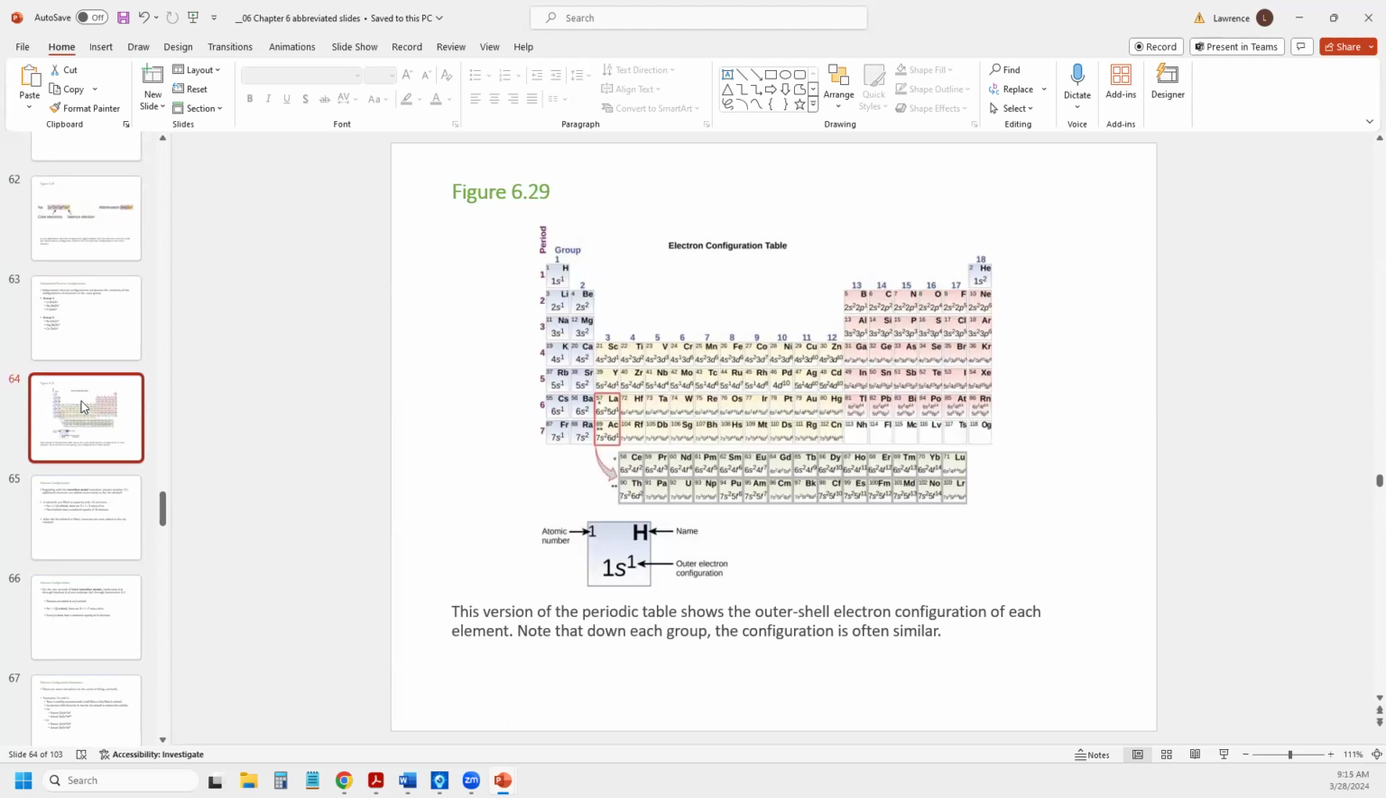Some periodic tables will show electron configuration on them. That's what this is showing here. So if you want to check your work, figure 6.29 in the book, you can pick any atom you want and write an electron configuration for it, and then go to the table and make sure you did it right. That's how you can generate a large number of homework problems for yourself until you feel very comfortable with electron configuration.